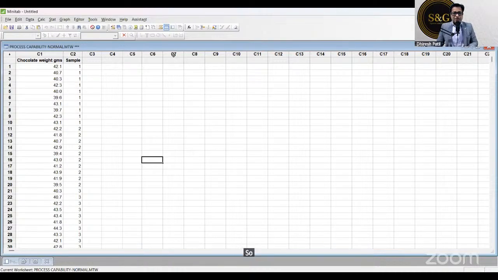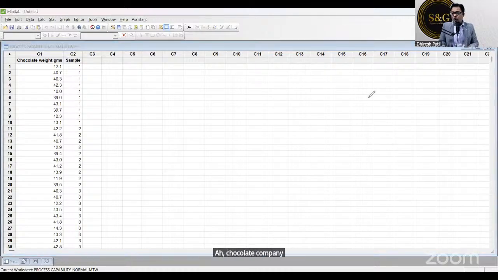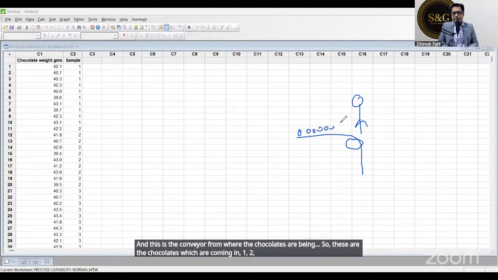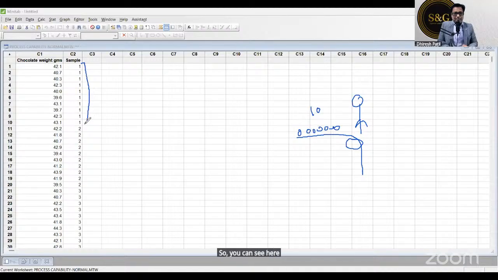So imagine there is a chocolate company and you are a quality person. Let's say this is you, and this is the conveyor from where the chocolates are being made. So these are the chocolates which are coming in, 1, 2, 3, 4. Now, as the quality person, you are taking 10 chocolates at a time. So you can see here, in sample 1, there are 10 chocolates. In sample 2, there are 10 chocolates once again. Sample 3, again 10 chocolates.